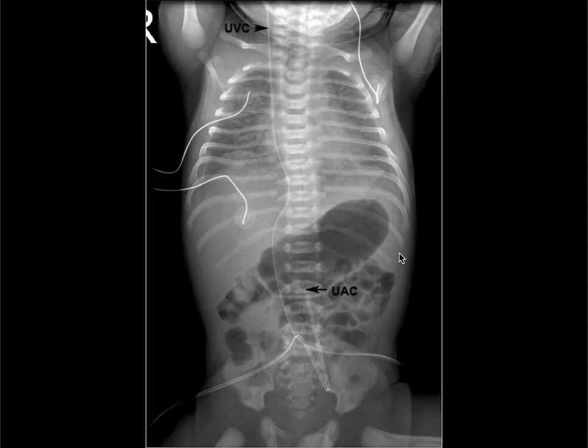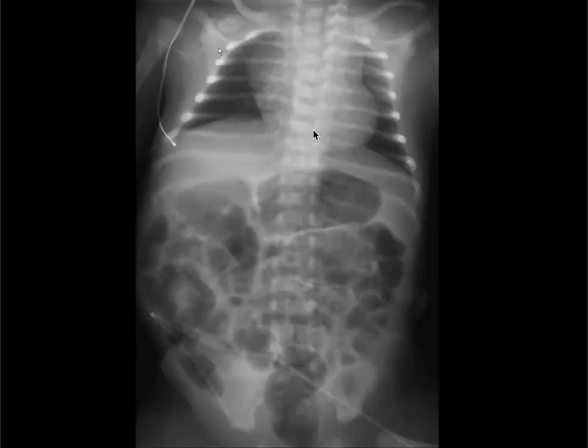And this is an example of a UVC that is very high. You want it positioned here at the inferior caval-atrial junction, but it is all the way up into the right neck. And here's an example of a UAC that looks pretty low. You can see how it courses down first and then up. And this should be near the descending thoracic aorta. Here's an example of an umbilical venous catheter that has perforated one of the veins and ended up in the peritoneum.